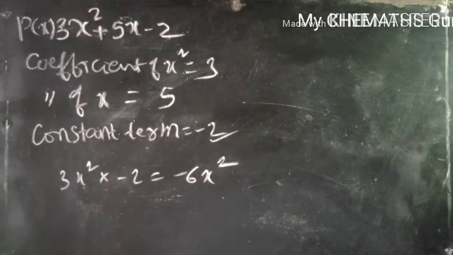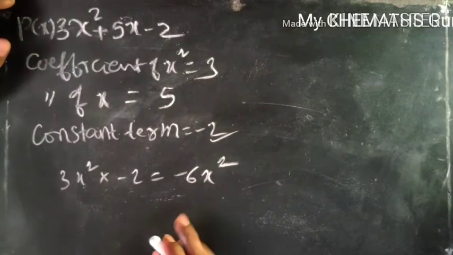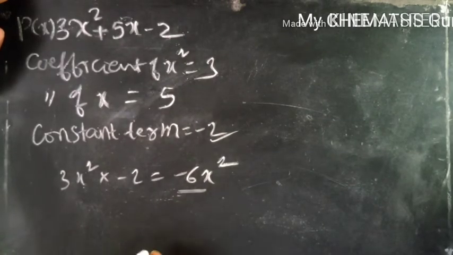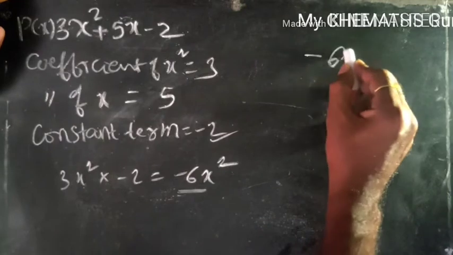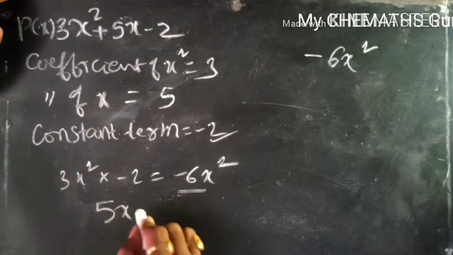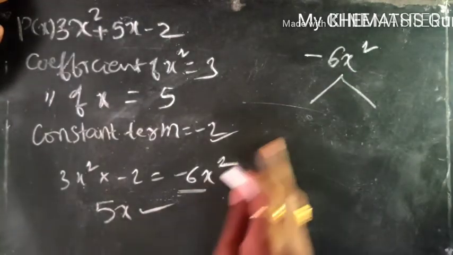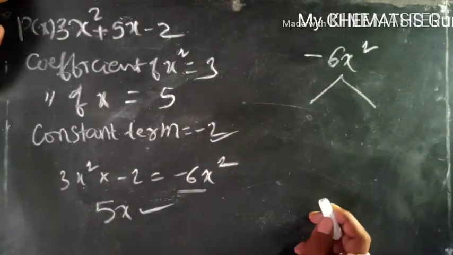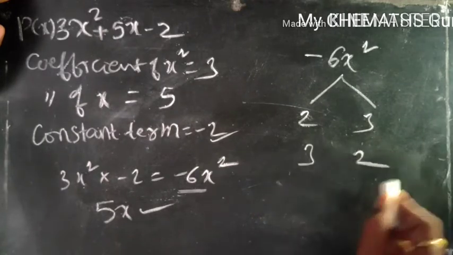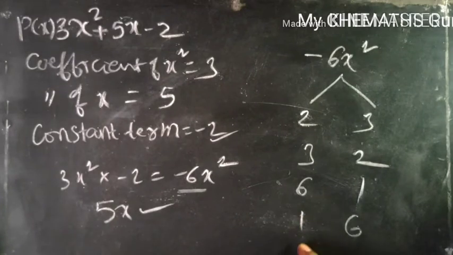See, here is the factorization of the polynomial. By product we should get minus 6x square, and by sum we should get the middle term, 5x. So now what are the factors of minus 6? First we see: 2 3 are 6, 3 2 are 6, 6 1 are 6, 1 6 are 6.